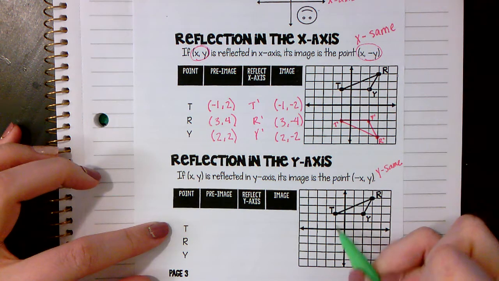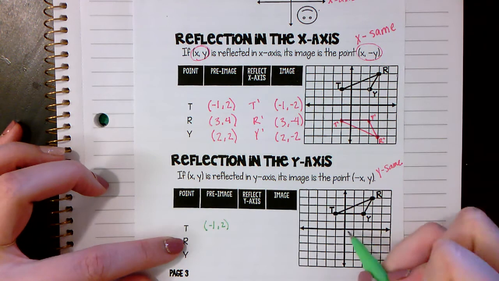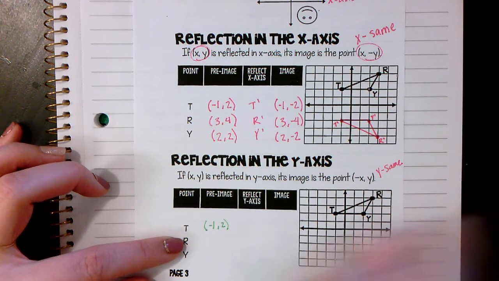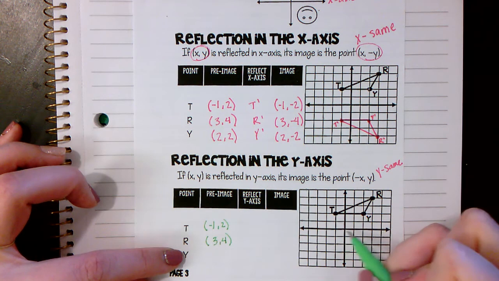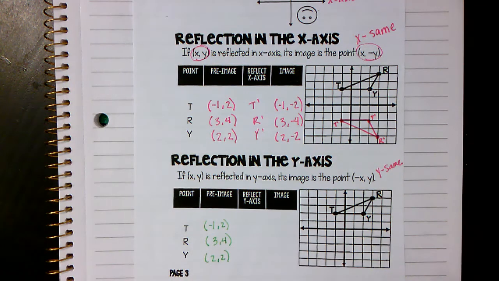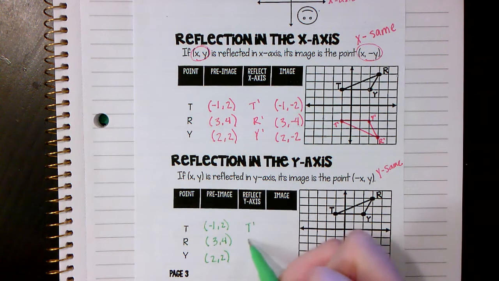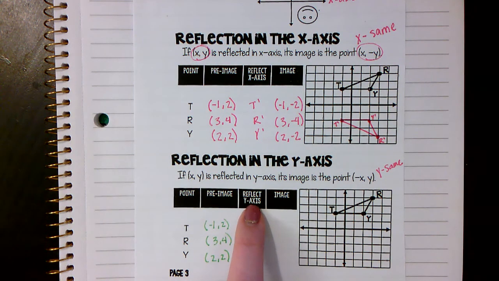T is -1, 2. R is 1, 2, 3, 1, 2, 3, 4, 3, 4, and Y is 2, 2. Same points. Now, our reflection is across the y-axis.